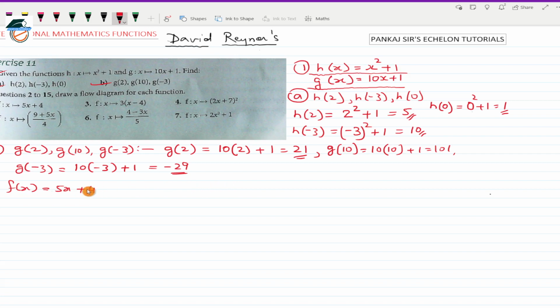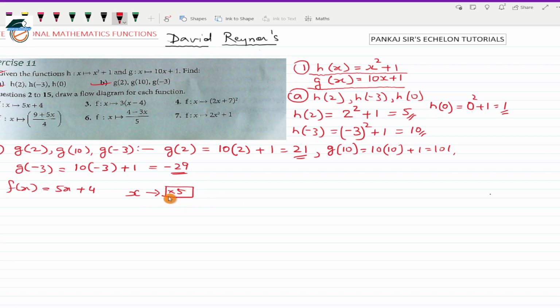This is the function. Now in the flow diagram, remember one thing. What you have to do is you have to start with the x, which is the input. So this x will be going into the function factory, where first it will get multiplied by 5.